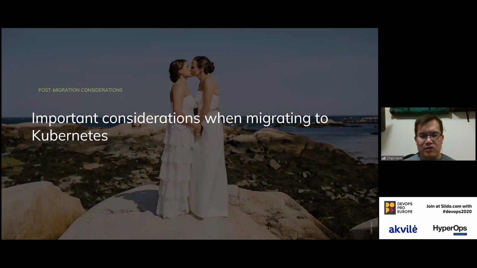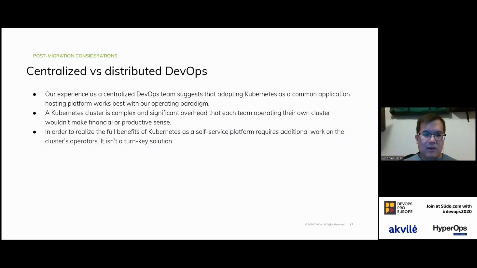So, some lessons learned when moving to Kubernetes that we found. Our experience as a centralized DevOps team seems to suggest that it's best as a common hosting platform, and that maybe a centralized team is the best way.